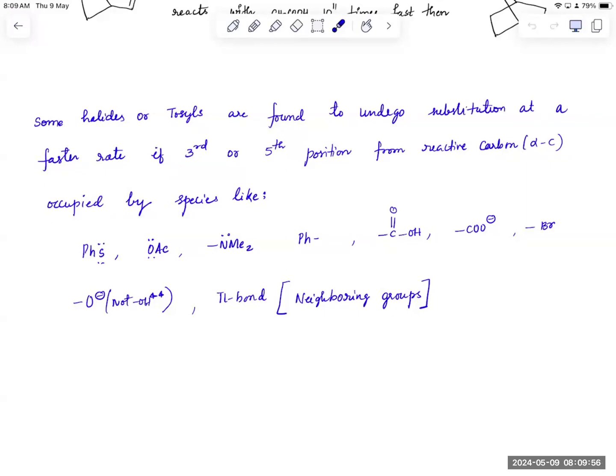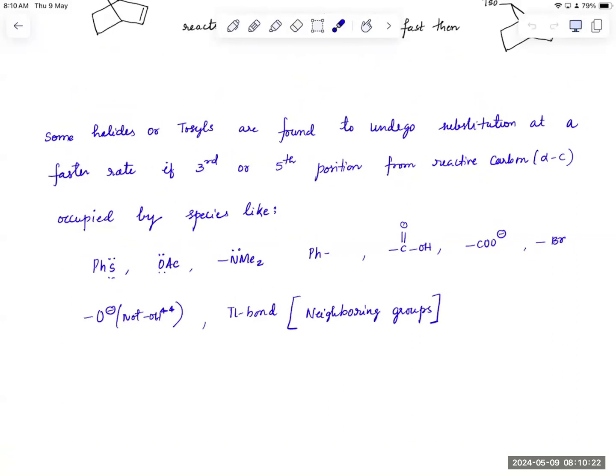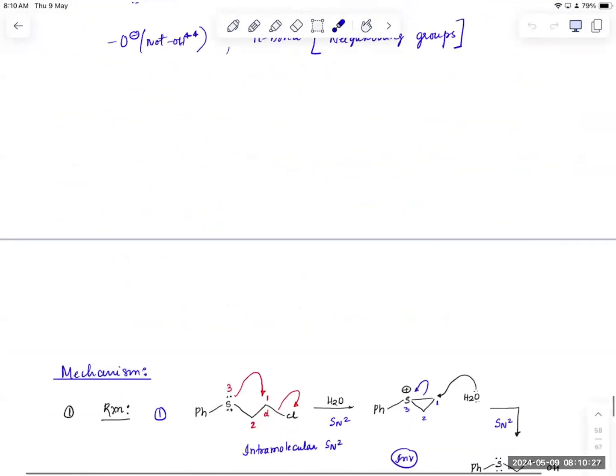If the third or fifth position is occupied by these kinds of species like PhS, OAc, NMe2, only Ph, COOH, CO2 minus, Br, O minus, not OH, O minus, or any pi bond on the third or fifth position, you will notice suddenly there is an increase in the rate of the reaction. How does this happen? Let us see the mechanism.